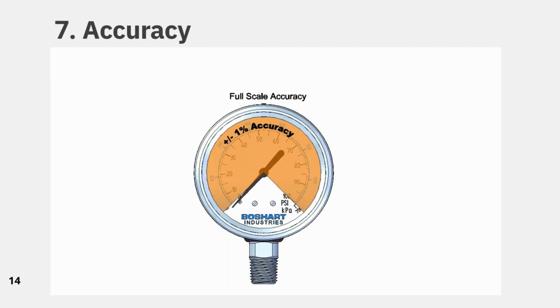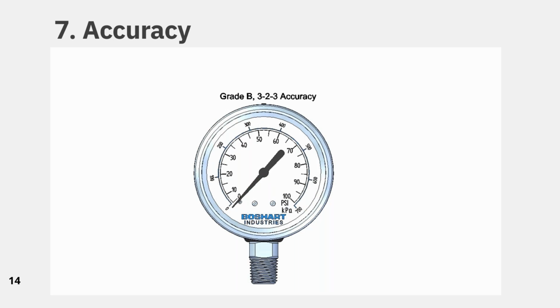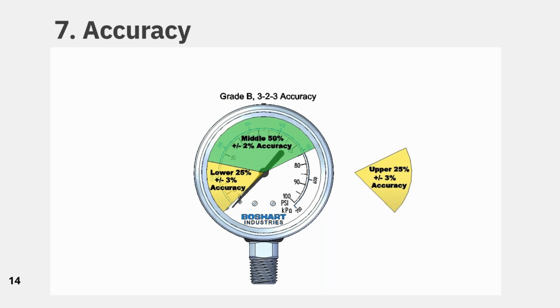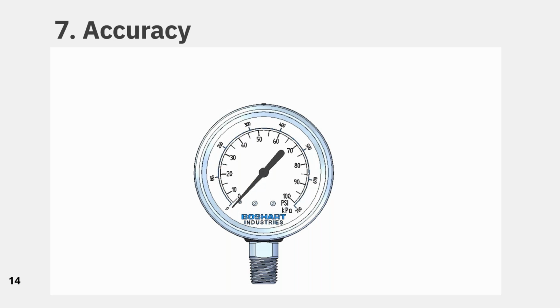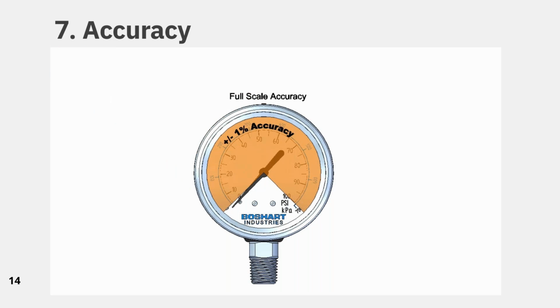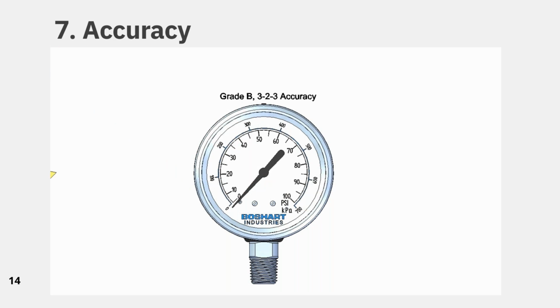Boshart's gauges have an accuracy rating that ranges from ±3-2-3% up to an accuracy rating of 1% full scale. The accuracy of the 1% full scale means that at any given pressure, the accuracy of the pointer on the gauge face is plus or minus 1%.